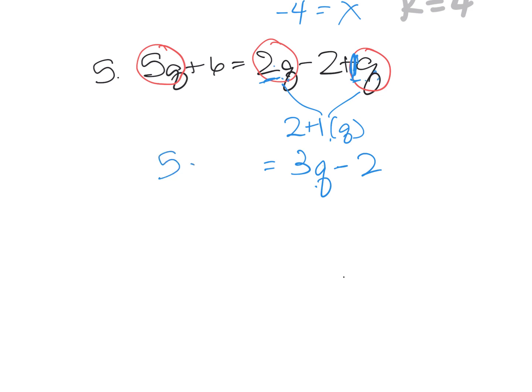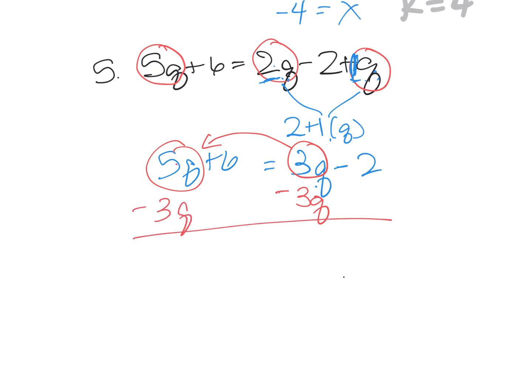And then I have still 5q plus 6. So now I have this 5q and 3q, right? So I'm going to move the 3q over. Negative 3q. Because remember, I want to pick it up and move all of it over to the other side. So I have 5q and a 3q. So I have 2q plus 6 equals, remember, positive, negative cancel out, negative 2.